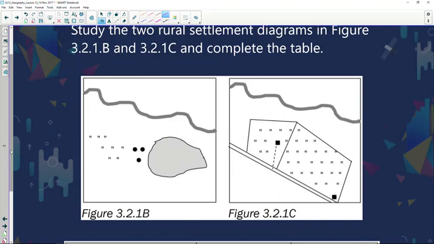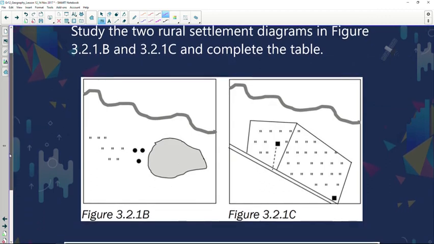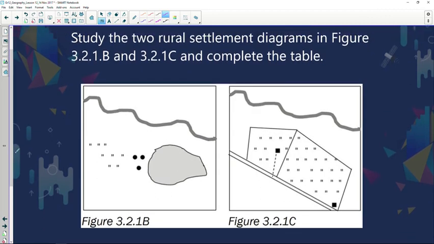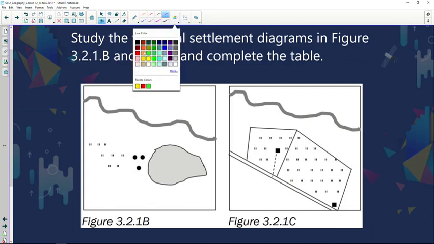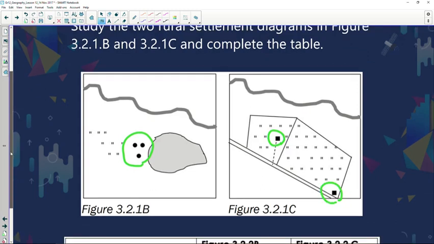Now, first of all, if you look at this diagram over here, study the two rural settlements diagrams in figure 3.2.1b and 3.2.1c and complete the table. Immediately, what I can see is that one rural settlement is dispersed and one is nucleated. Nucleated means the people live close to one another, and dispersed, as you can see, means they live quite far from one another.